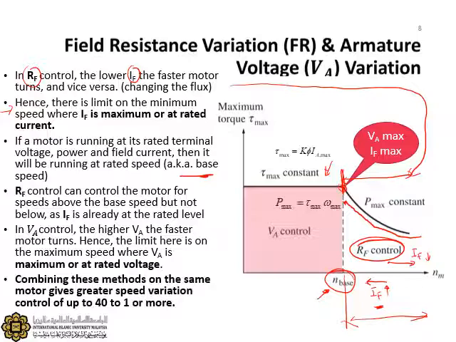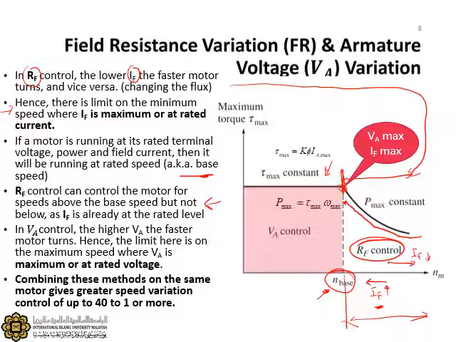So this is what is stated in this fourth bullet point. RF control can control the motor for speeds above the base speed but not below, as IF is already at the maximum at the rated speed. Now for the region shaded in pink here, or red, we need to use the other control method, which is the VA control, VA variation control.